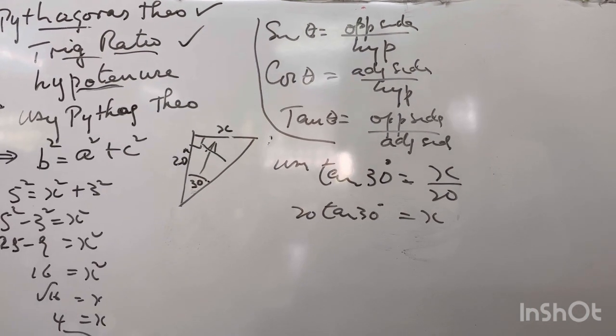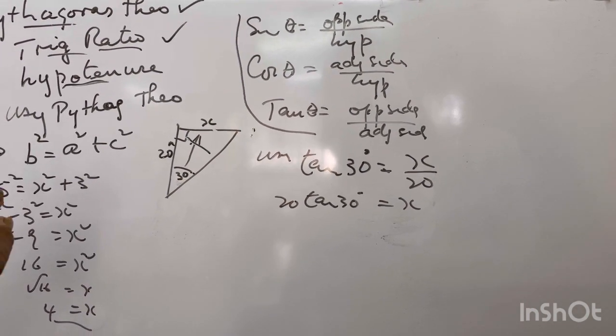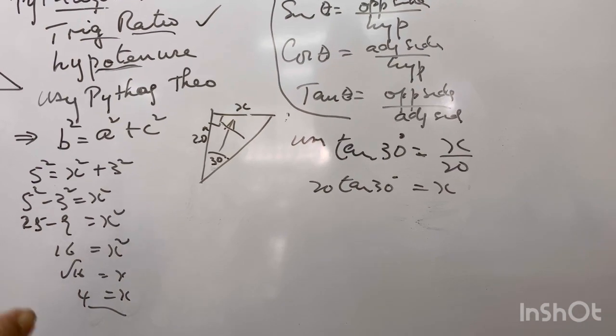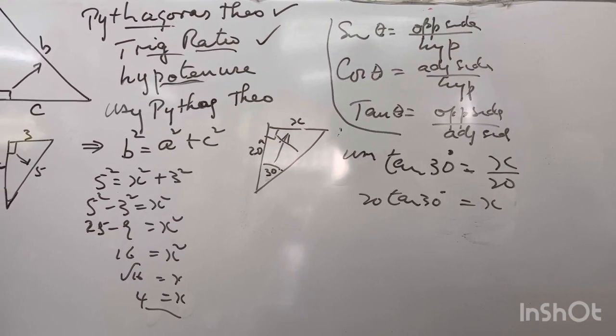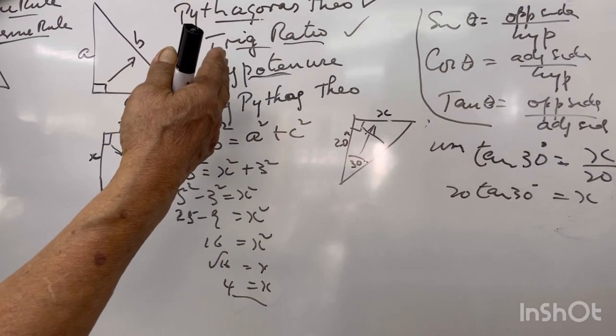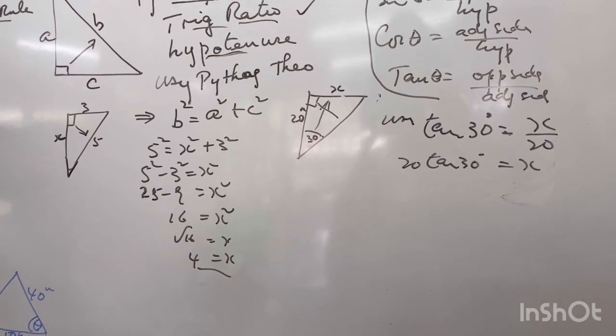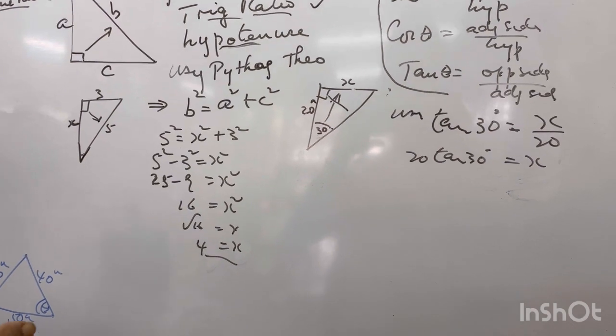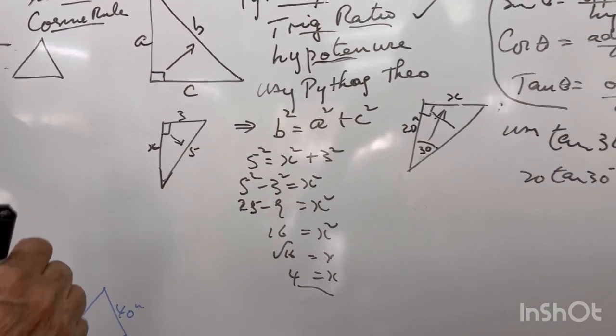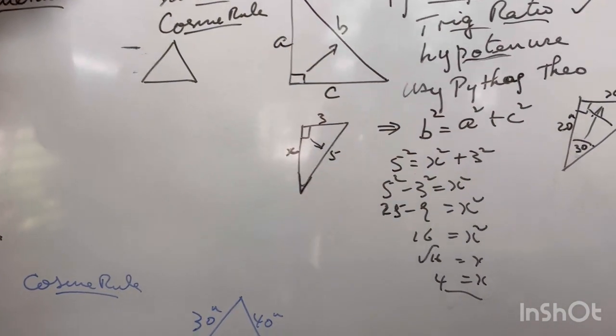Now, let's move across now. This is just recapping last week's work by using Pythagoras theorem and trig ratio. Now you have to know how to handle your calculator. Now let's move across to one where we're going to use what they call the sine rule or cosine rule.